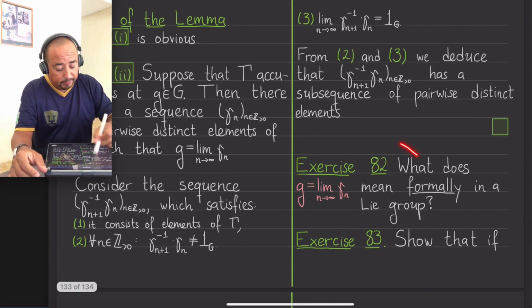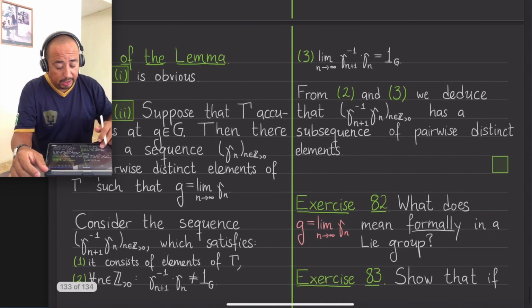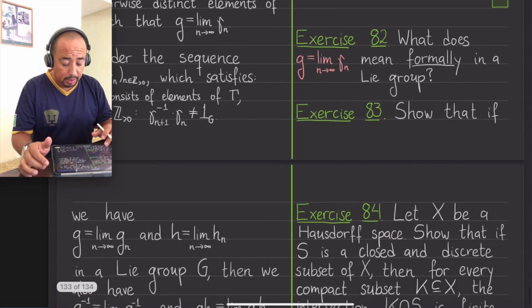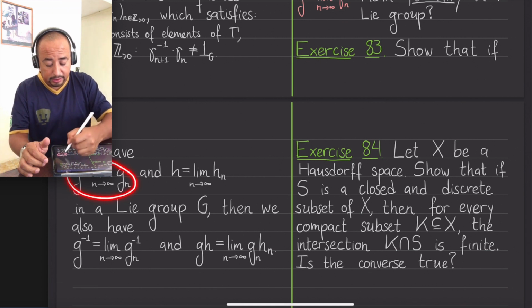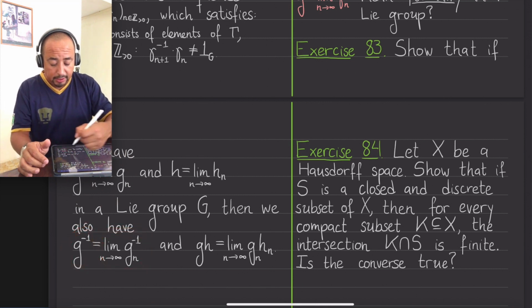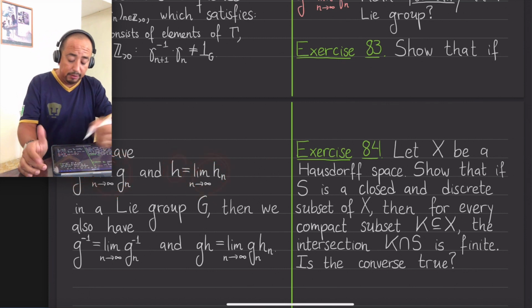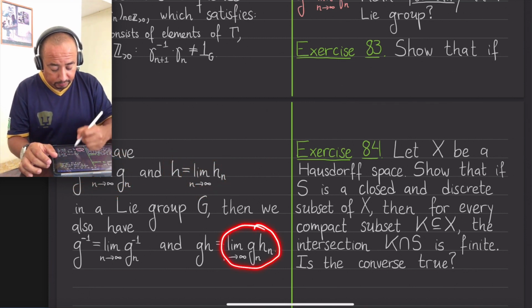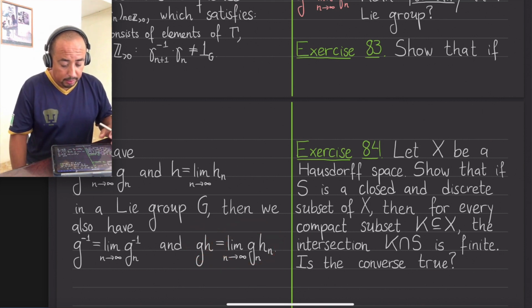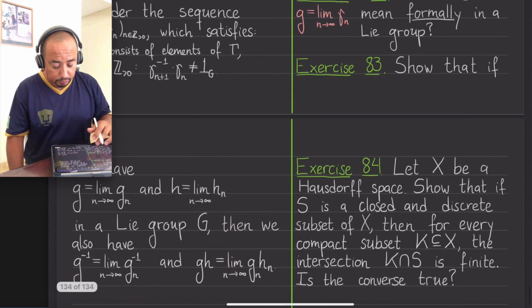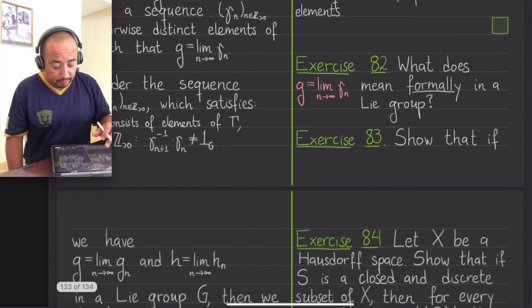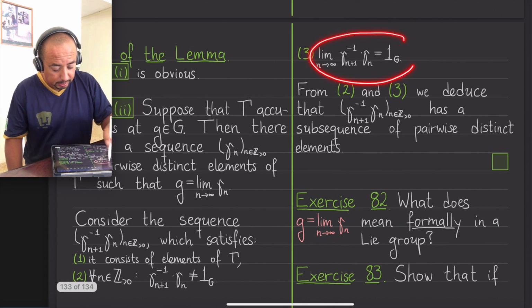Okay, this exercise. And then one more exercise: a couple of claims that we use are indeed true, namely that if a sequence tends to a limit in a Lie group, then the sequence of inverses tends to the inverse, and second, that if you have two sequences that converge to elements in the Lie group, then the sequence of products converges to the product of the limits. We used both of these facts here.